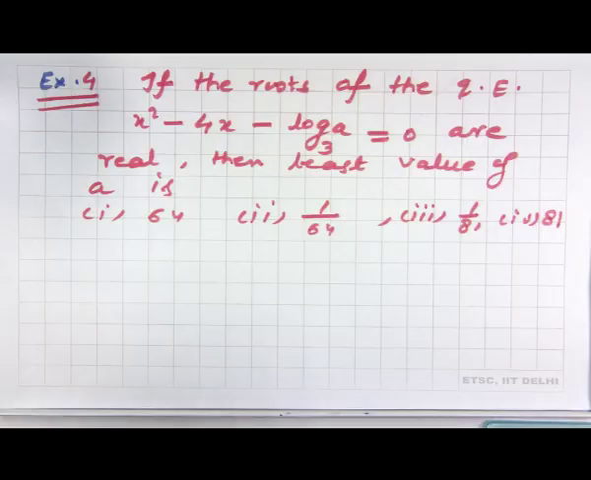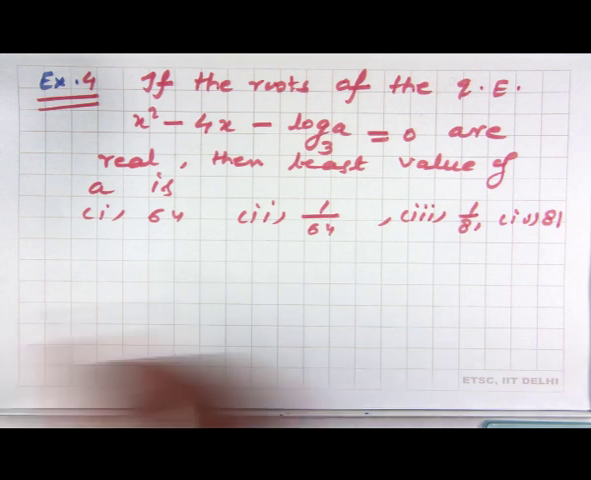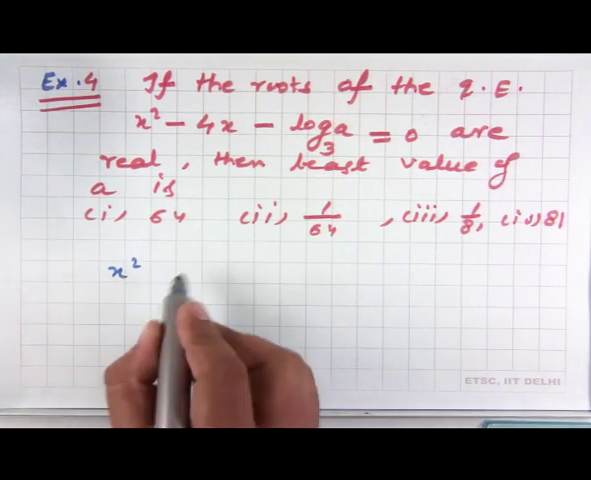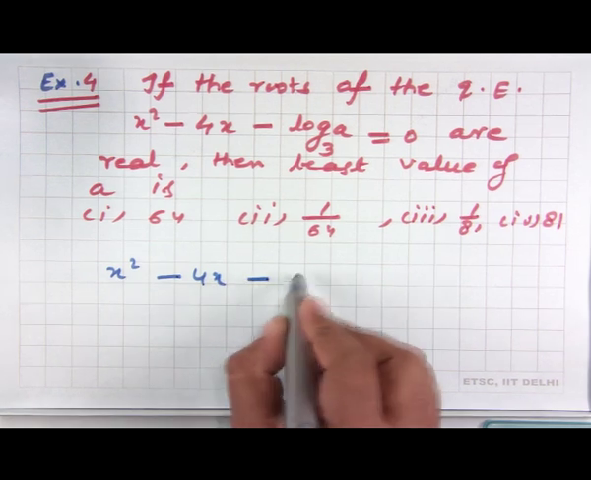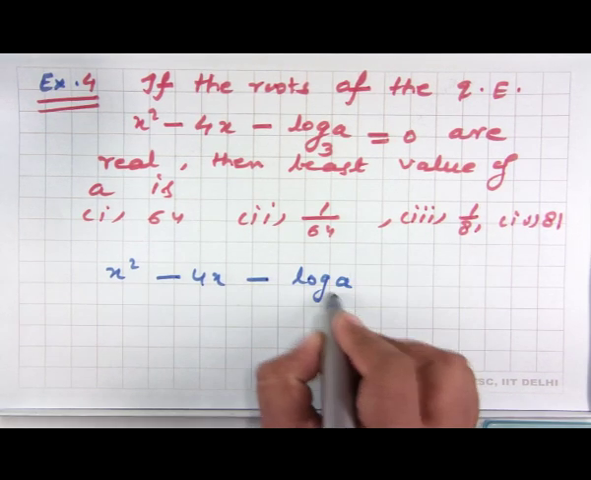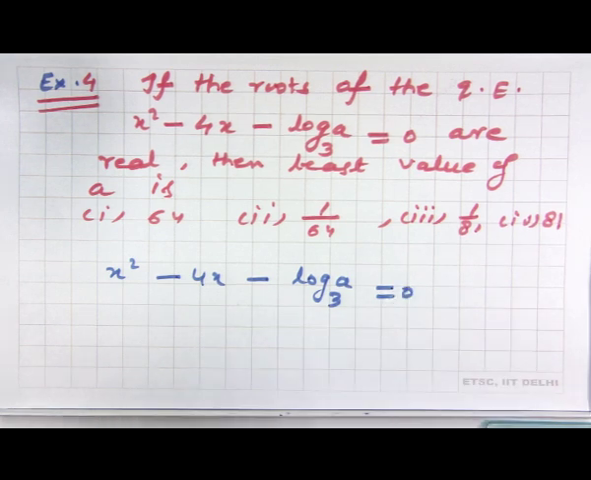If the roots of quadratic equation x square minus 4x minus log a base 3 equals 0 are real, then the least value of a. What will be the least value of this value of a? Here the equation x square minus 4x minus log a base 3 equal 0. This is a quadratic equation. Now we shall find out the discriminant. What will be the discriminant?